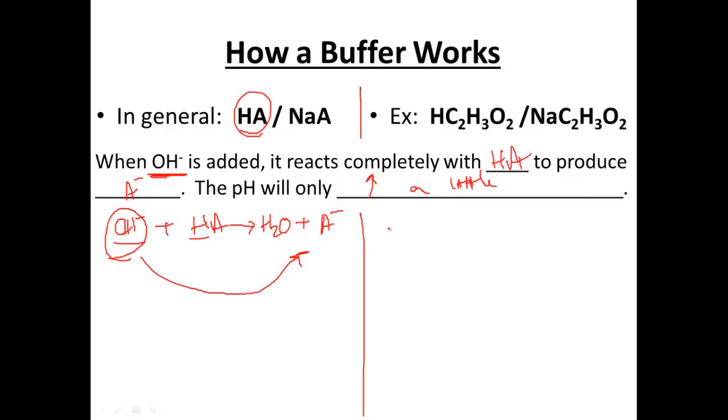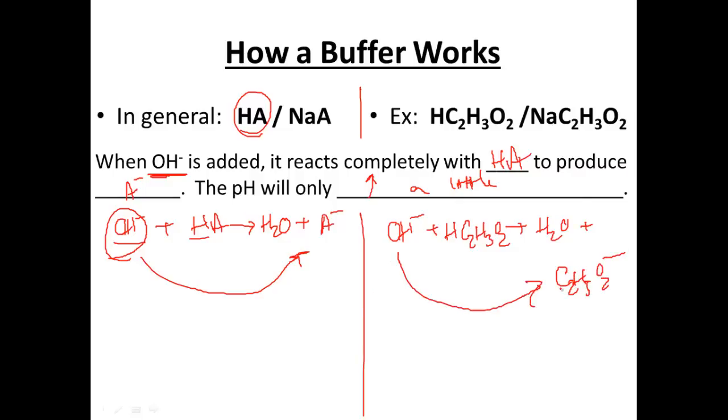In this specific example here, the hydroxide will react with acetic acid. It's going to form water, and it's going to form the conjugate base, C2H3O2 minus. Strong base turns into a weak base in a buffer.